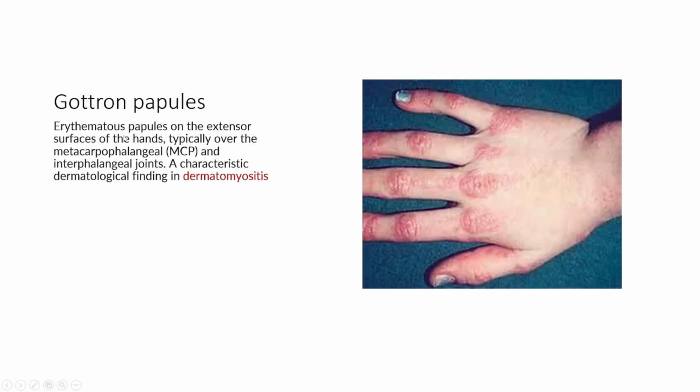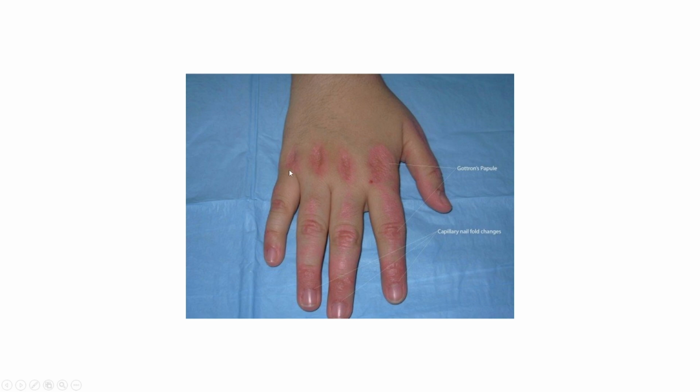Then we will have Gottron papules. So we will have erythematous papules on the external surfaces of the hand, on the joint points: the DIP, PIP, and the MCPs as well. We will see erythematous papules, and it's a sign of dermatomyositis. Here's another picture. It's really clear. 1, 2, 3, 4, and all the external surfaces of the palm.